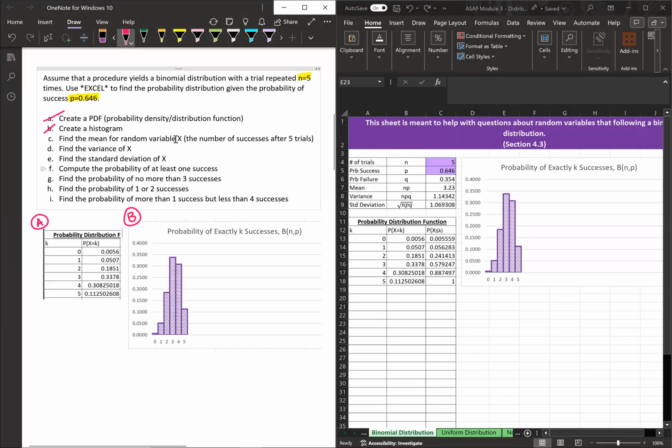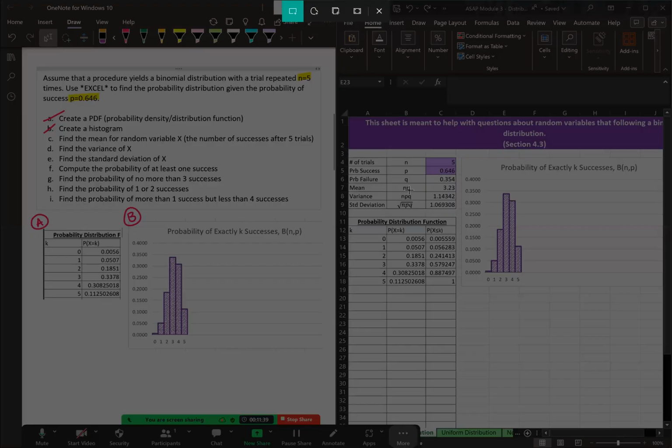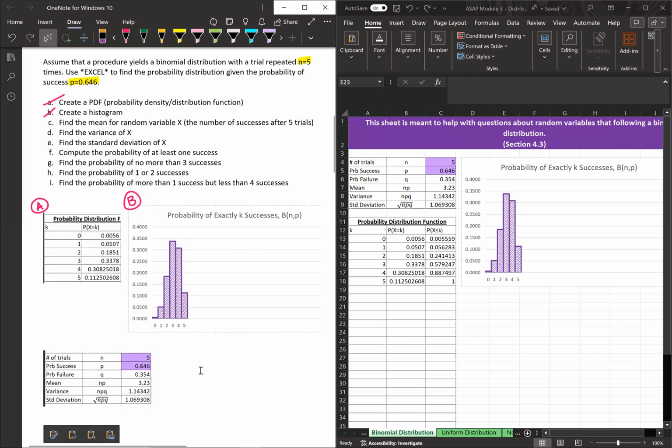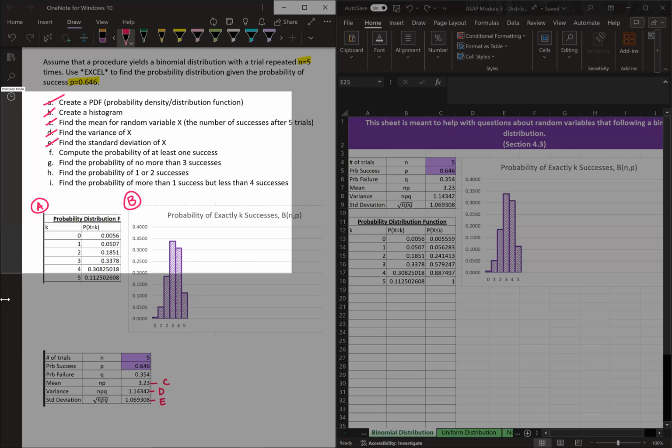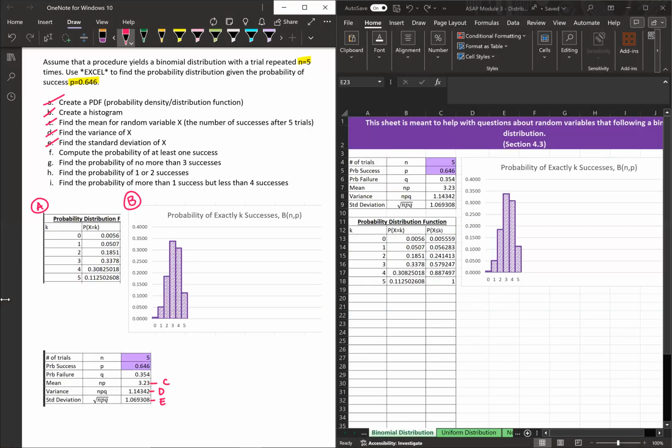Part C, find the mean for the random variable. Part D, find the variance. And part E, find the standard deviation. Guess what? Those are all done for me right here in this upper box. So this was C. Variance was D here, and standard deviation was E. So now we've done all of those. So we're more than halfway done, and we kind of didn't do anything, which is great. We love Excel.